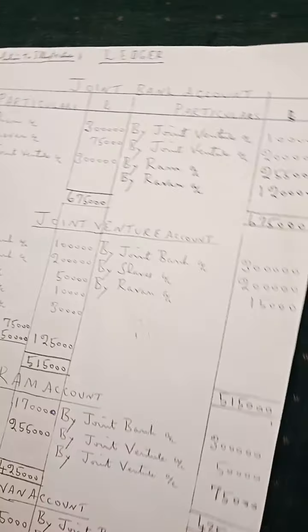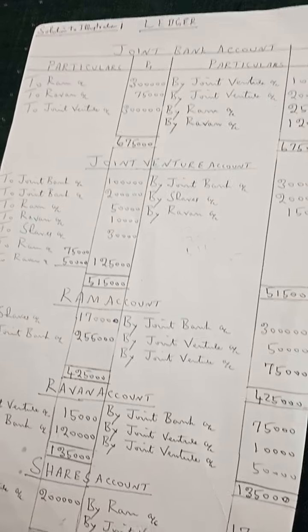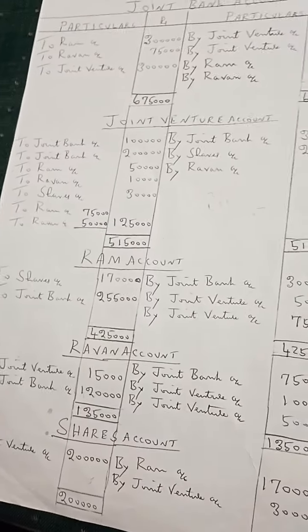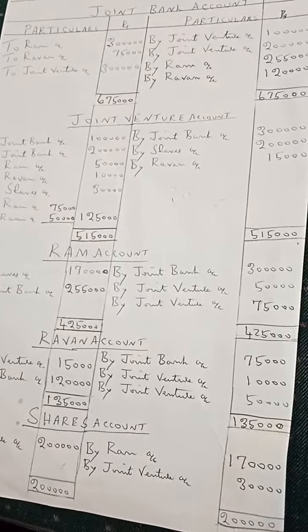I hope this gives a clear picture as to how the transactions of joint venture are accounted under separate set of books method.